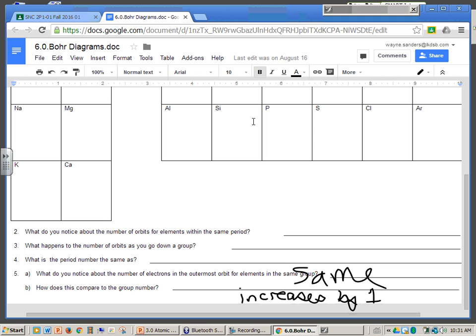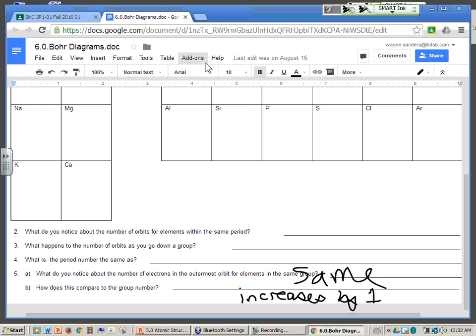And that thing has choked. So I'm going to have to just keep writing. The period number is the same as... if I'm looking at period 3, yep, it's the same number of orbits.